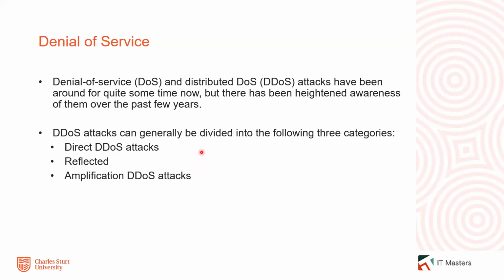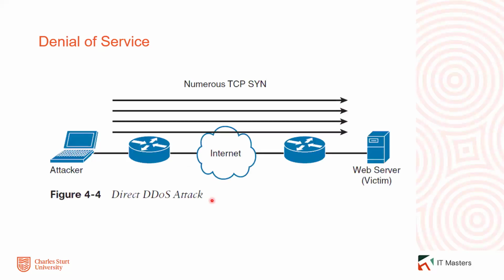Denial of service and distributed denial of service attacks have been around for many, many years, and their basic idea is to destroy availability. But there's certainly been heightened awareness about them over the past few years, with more attention paid to them in the mainstream media, I guess. We can divide these denial of service attacks into three basic categories: direct denial of service, reflected, or amplified or botnet type attacks.